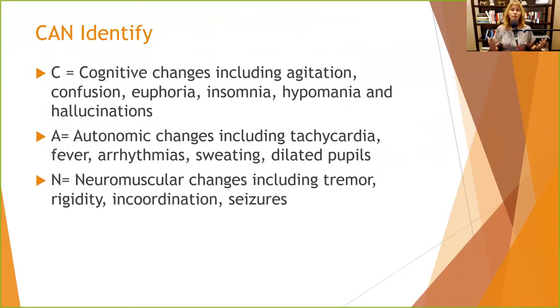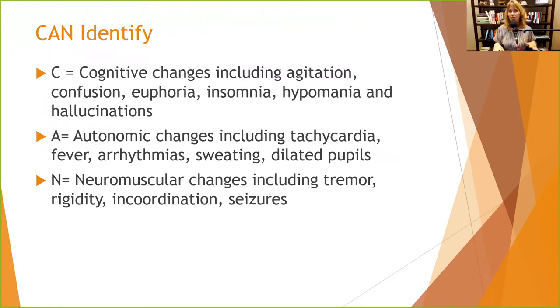So what are those symptoms? I keep talking about them, but we haven't talked about them. C stands for cognitive changes, including agitation, confusion, euphoria. Think about increasing those serotonin levels in somebody's brain. Insomnia, hypomania, and hallucinations.